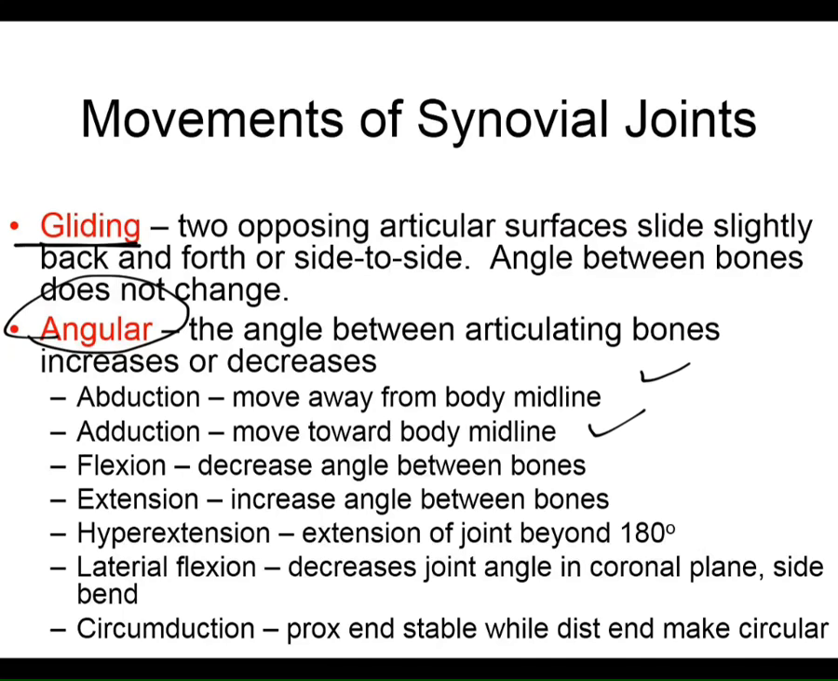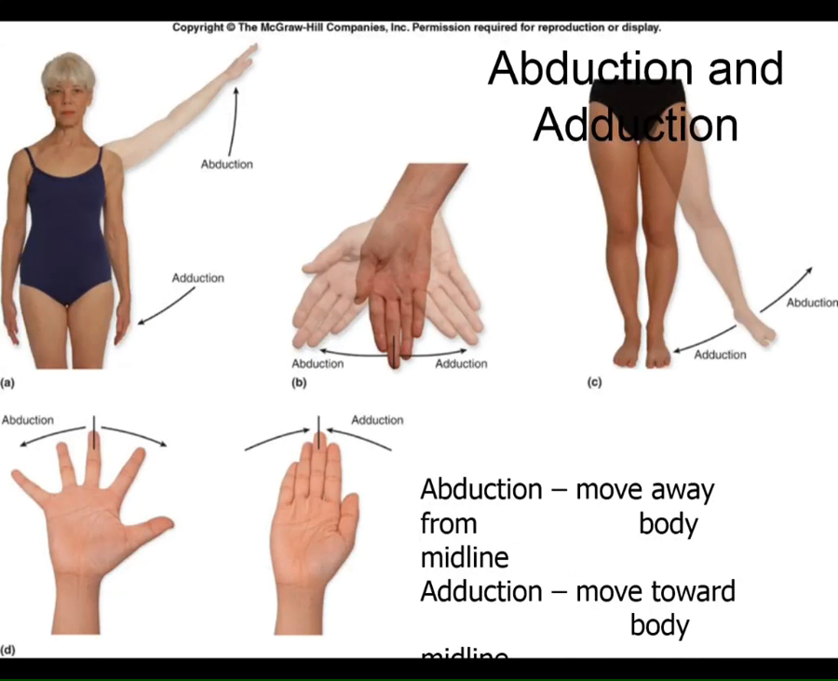Then we've got flexion. Flexion, we know, flexing the biceps brachii. Flexion is to decrease the angle. Extension is to return that angle back to 180 degrees. And hyperextension is to go beyond 180 degrees. Lateral flexion, just simply bending to the side, right? Lateral flexion, decreasing the angle, and then you've got circumduction as well. Those are the 7 that you've already seen in lab.